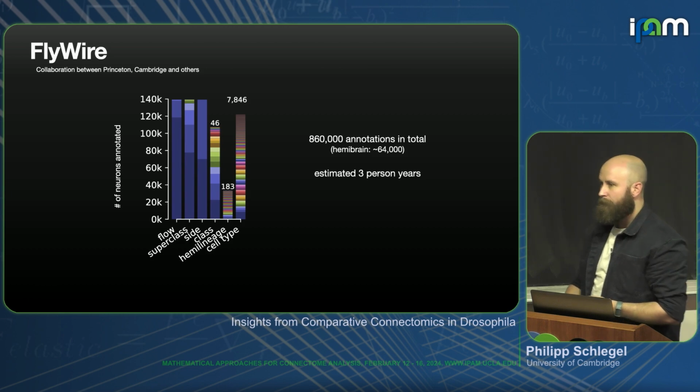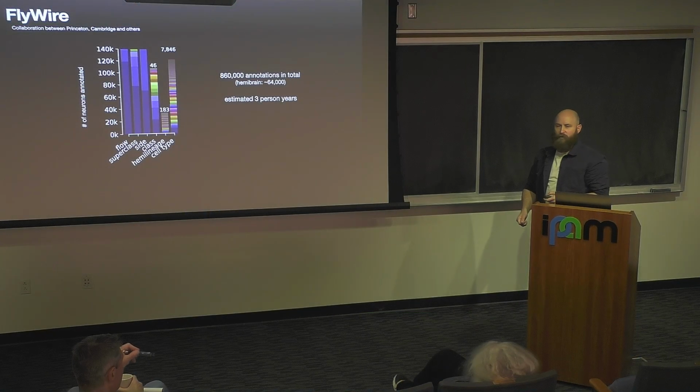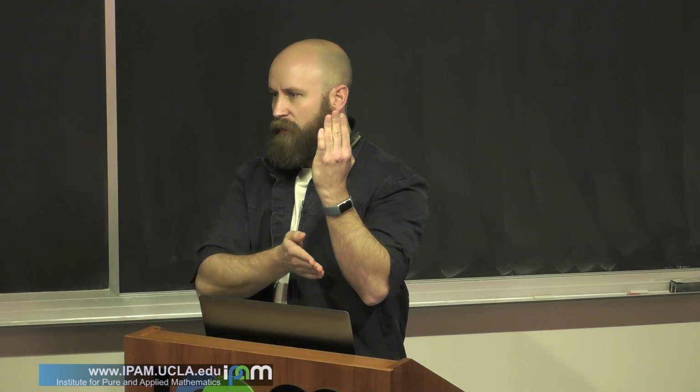What's an example of one of the proofreading corrections? Okay, so proofreading corrections is basically either a split or a merge. So you've got a neuron, and there's a bit that shouldn't belong to that neuron, you cut it off. Or the segmentation missed a branch, and you have to attach it. Those are basically the two kinds of edits you make.